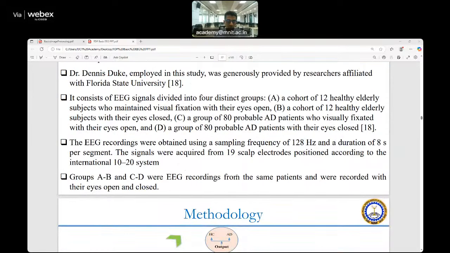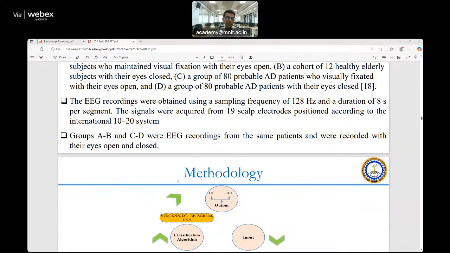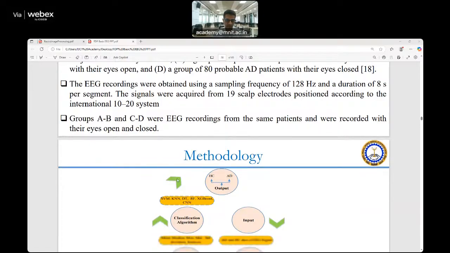The EEG recordings were obtained again at a sampling frequency of 128 Hz and a duration of 8 seconds per segment. Signals were acquired from 19 scalp electrodes positioned according to the International 10-20 system. What is this system? If you recall, in the earlier diagram we saw that the points are there, and how you have to fix them. Groups A, B, and C, D were EEG recorded from the same patients, with their eyes open and closed.